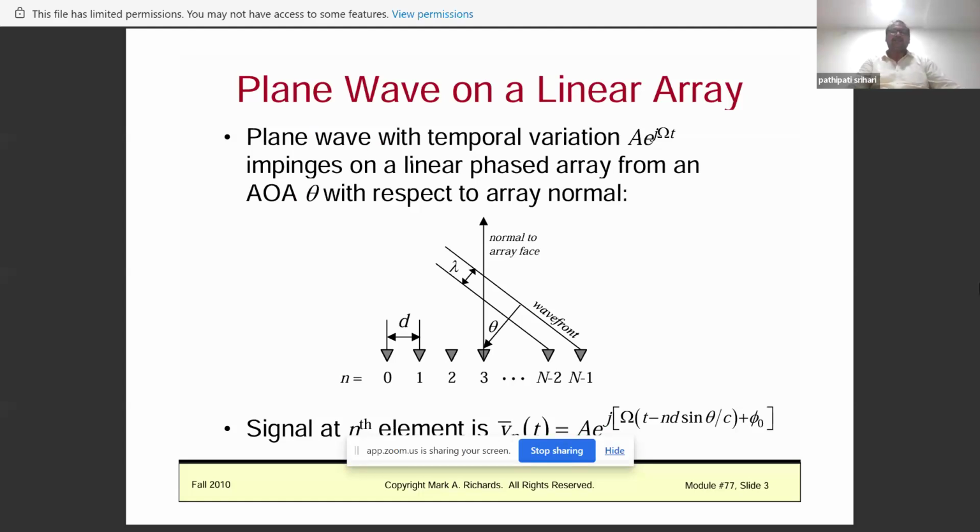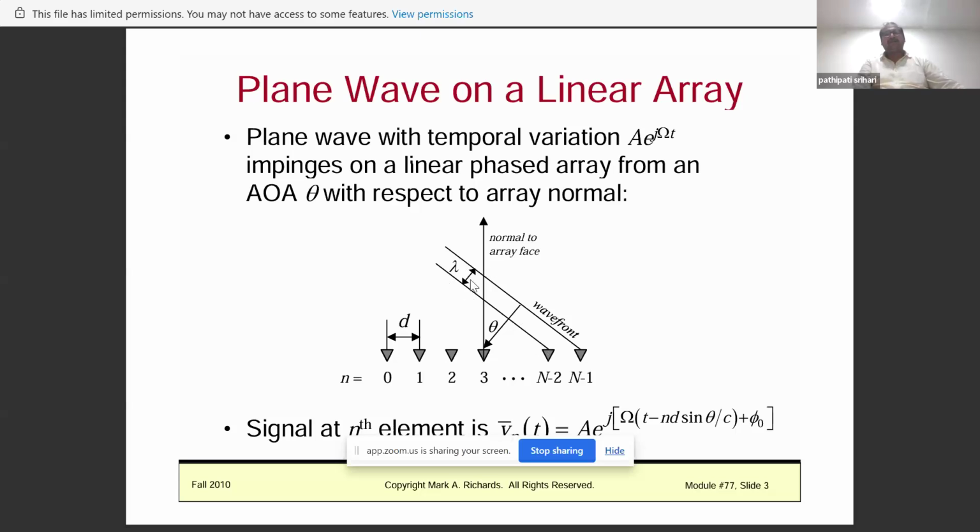coming like this. So it is normal to the array face at that particular angle, the angle normal to the array. And there are 0th element, first element, second element, dot dot dot, n minus 2 element, and n minus 1 element is here. And wavefronts, this is one wavefront coming like that. The next wavefront is coming and impinging on the second antenna.